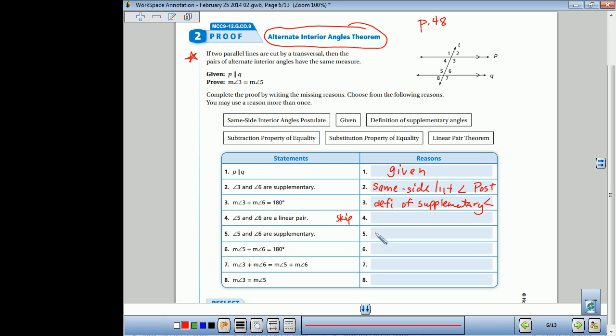All right, number 5. Linear pair theorem. Number 6. Definition of supplementary angles. It is. Definition of supplementary angles again. Number 7. Substitution property. Substitution. And then subtraction. And let's talk about why.